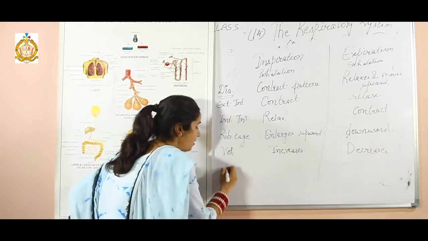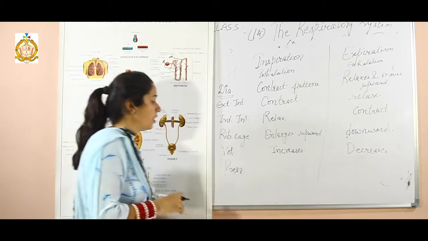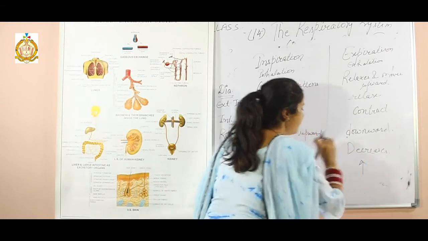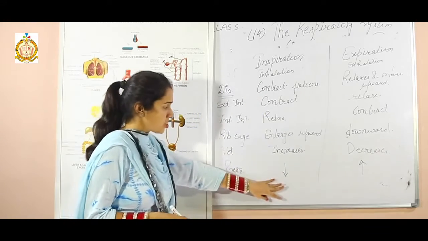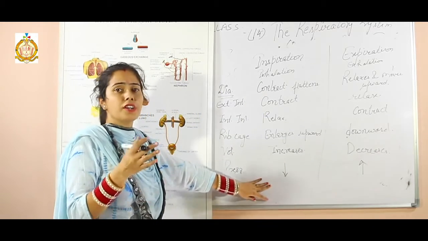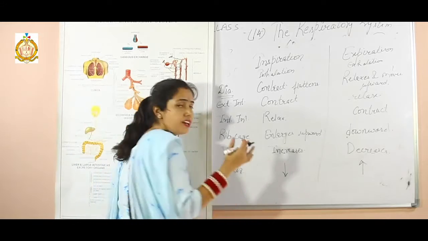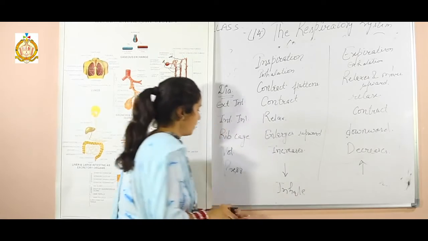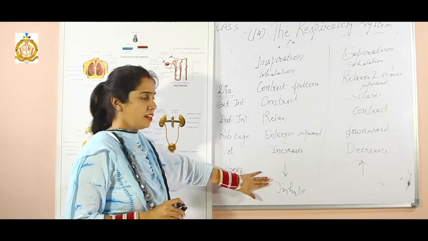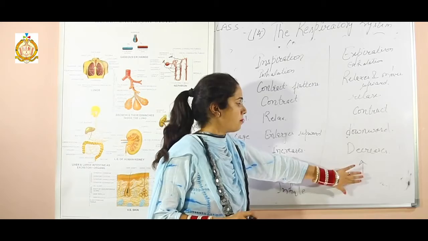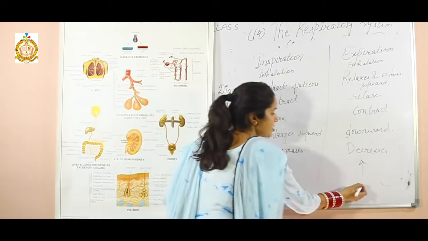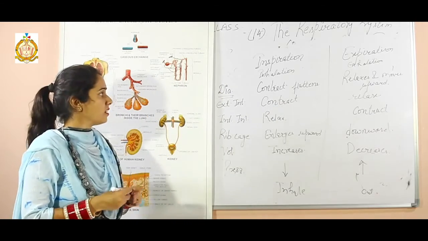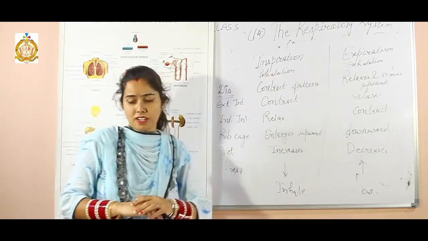After that, pressure. What happens with the pressure? If volume increases, the pressure decreases, and here the pressure increases. Here the pressure decreases so that the air we inhale rushes into the lungs. So we inhale the air. Here volume increases and pressure decreases. Volume decreases and pressure increases, so air rushes out. We exhale, and here we inhale. So these are the different characteristics of inspiration and expiration.